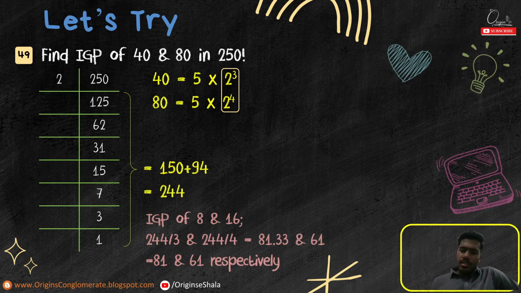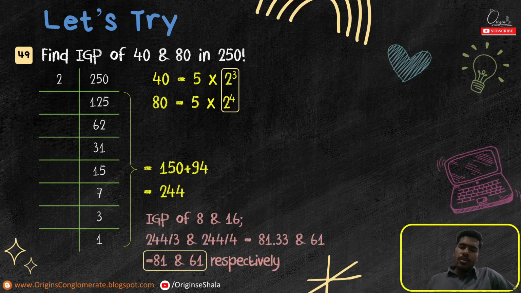So as I said, there is no need for surplus. You'd round it off to the lower value. Even if it was 81.69, 81.7, even 81.99, you will still go with 81, which is the lower rounded off value. So yeah, for 40 and 80, IGP would be 81 and 61 respectively.